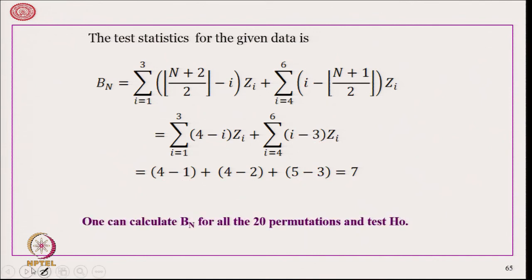In a similar way, one should calculate the value of B_n for all the 20 permutations, and one should test H naught the way we have done for the two earlier cases. I leave it as an exercise for you. It is laborious, but it gives insight into how data works.